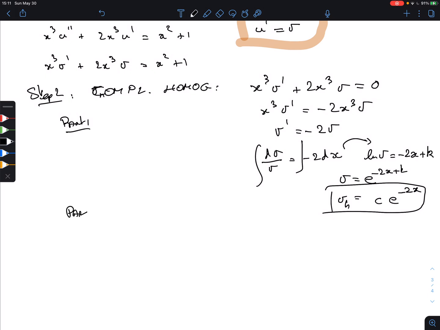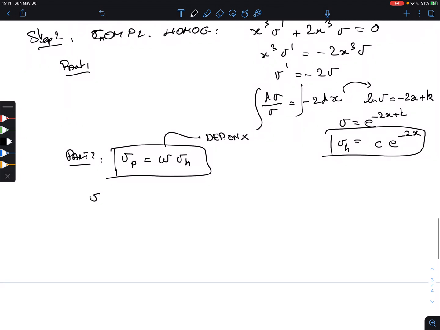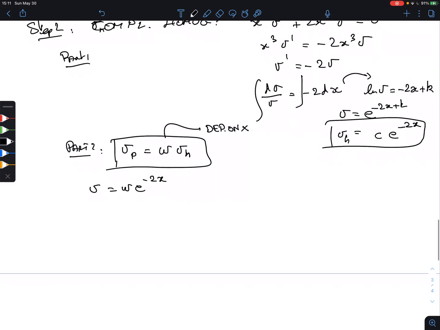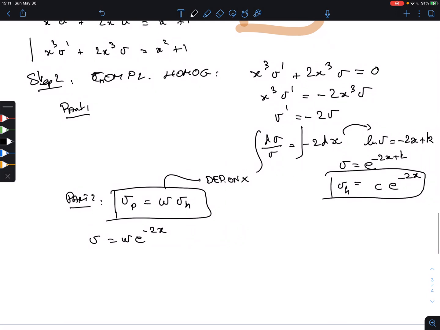Part 2 is to find the particular solution. v particular is a parameter times v homogeneous. That's the technique that we have seen all the way in the beginning. So this is again depending on x. So again I'm going to write v equals w times e to the minus 2x. The c I can take as 1 here. What do I have to do? Take derivatives, because I have a differential equation now. This is the differential equation that I have to solve.